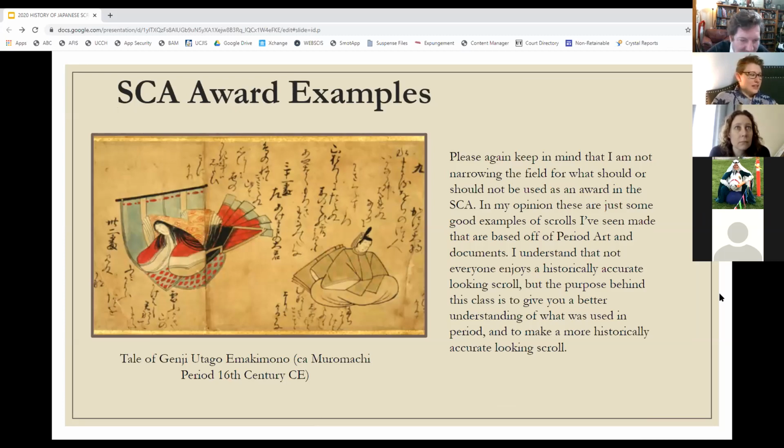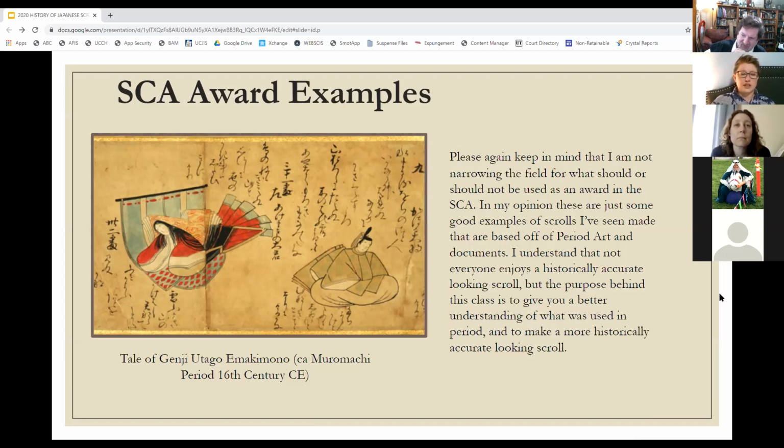Let's see some SCA award examples. And I'm going to go pretty speedy through these since I want to leave some time to talk to everybody. Please, again, keep in mind that I'm not narrowing the field for what should or should not be used as an award in the SCA. In my opinion, these are just some good examples I've seen made that are based off of period art and documents. I understand that not everybody enjoys a historically accurate looking scroll, but the purpose behind this class is to give you a better understanding of what was used in period and to make more historically accurate looking scrolls.